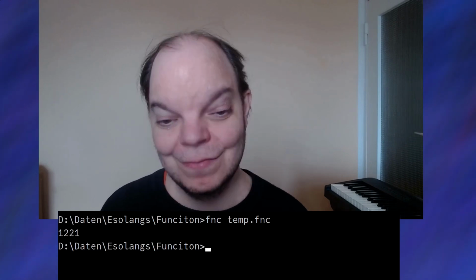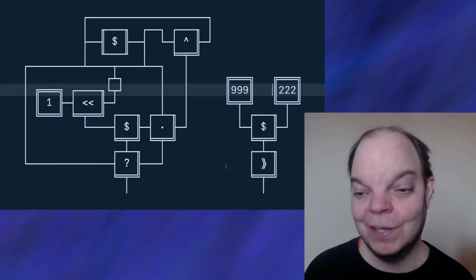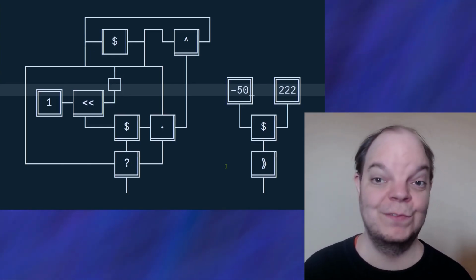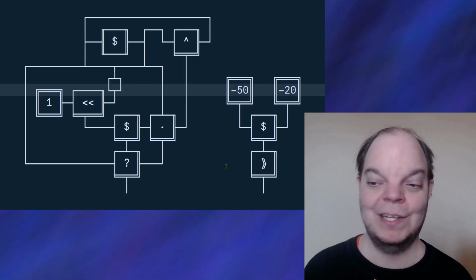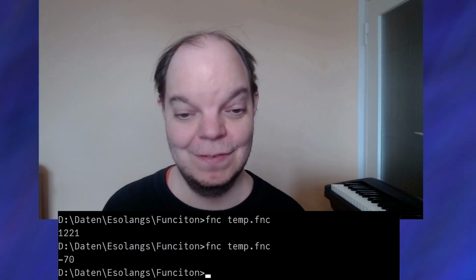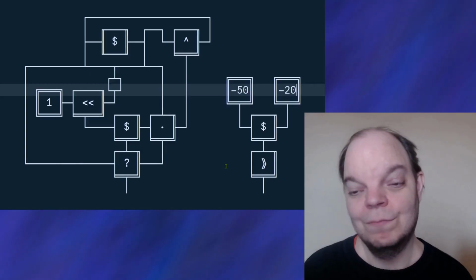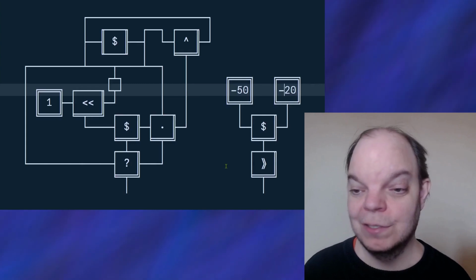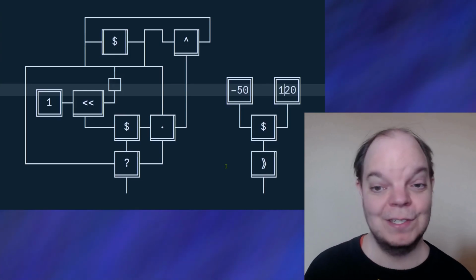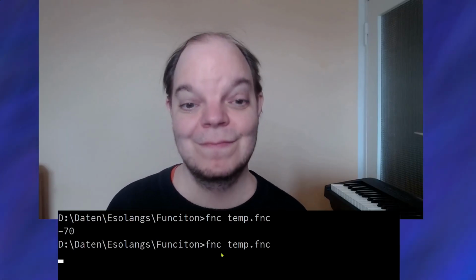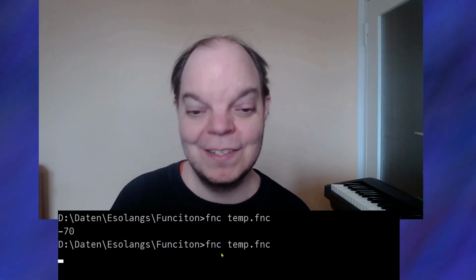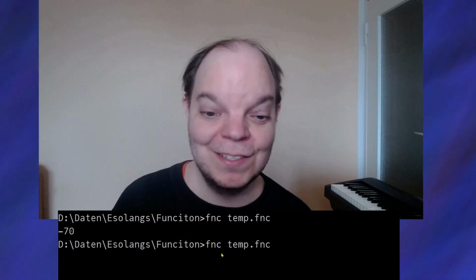And indeed it is. What about negative numbers? We already know that Funciton can deal with negative numbers. So what if I do, for example, minus 50 and then minus 20? So we would expect to get negative 70, of course. And indeed we do. What about negative 50 plus 120, right? We expect this to give us 70, of course. Let's run this. Any moment now. Come on. Well, we know what the answer is, just output it. Well, it looks like it's not working.